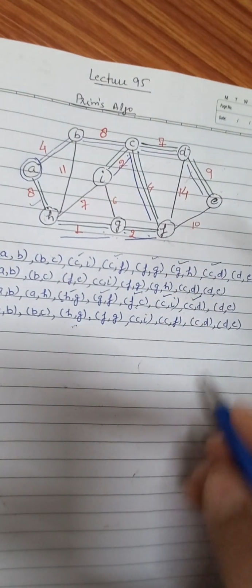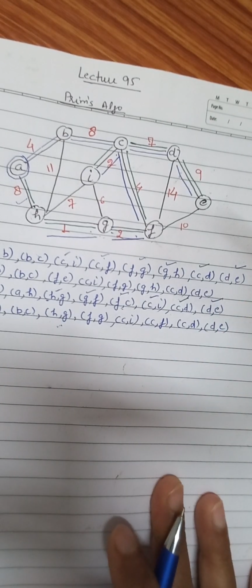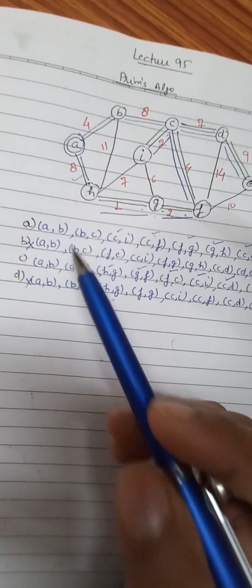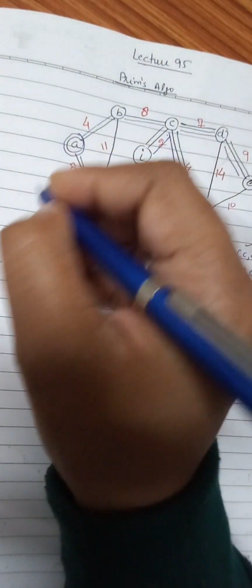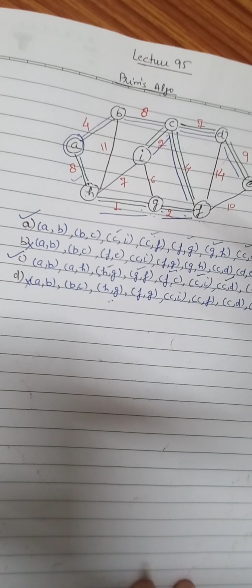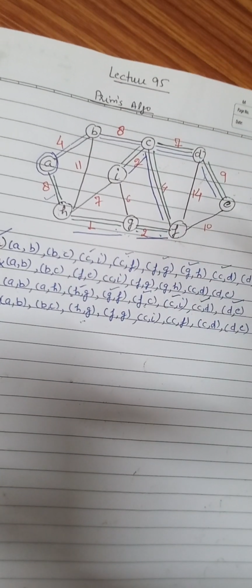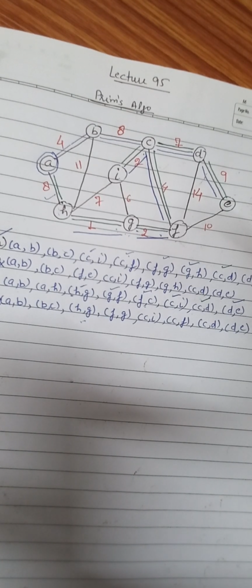So DE. In both A and C, we can easily find out that both A and C are correct and B and D are wrong. So this is the way we can find out which one is the correct answer for a particular graph by using Prim's algorithm.